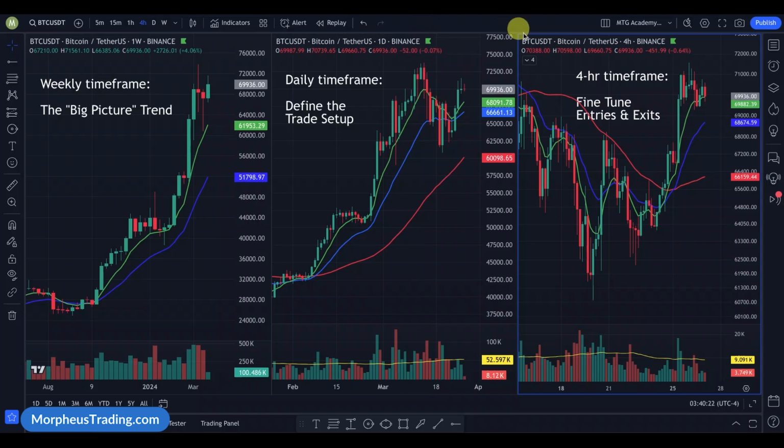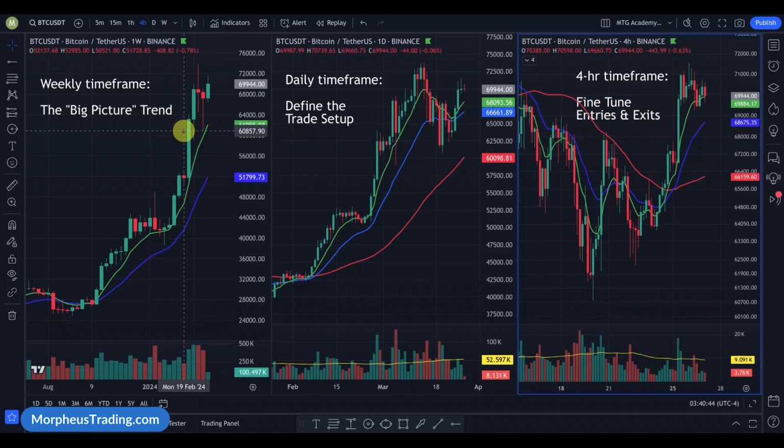And finally, we've got the 4-hour chart. Now, the 4-hour chart is a short-term time frame for our style of swing trading. This is about as low as we go in terms of looking for entries and exits. But once we've identified the setup on the daily chart, we then zoom in even further to the 4-hour chart, and that's where we can really hone and fine-tune our entry and exit points for the setup.